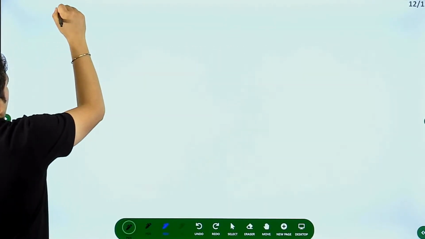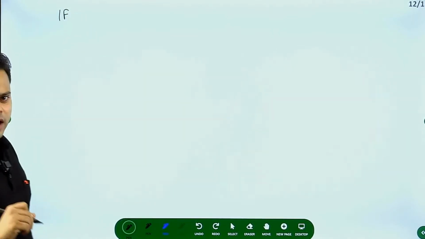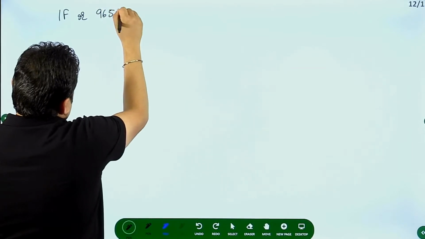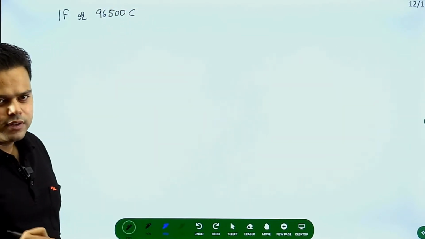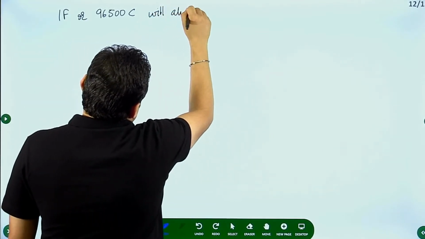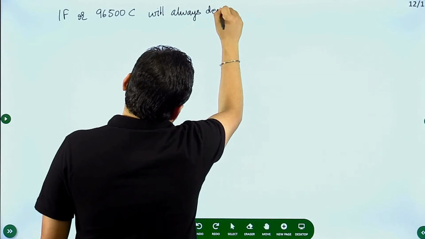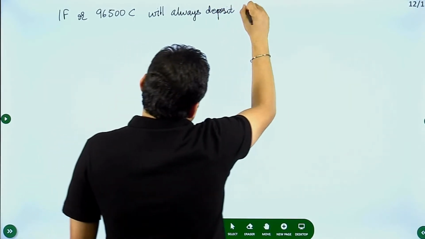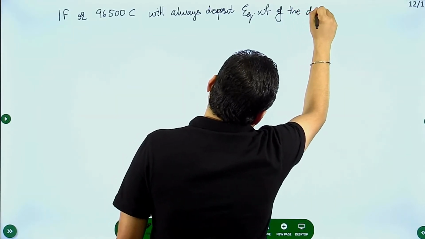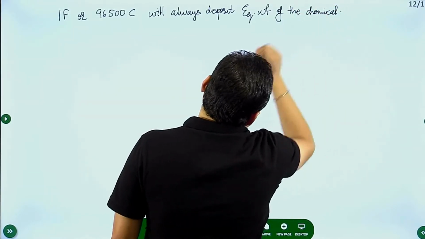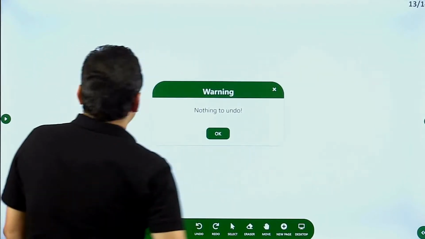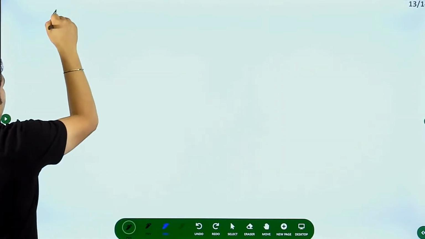Okay, like 1 Faraday of charge or 96,500 coulombs of charge will always deposit the equivalent weight of the chemical. It will always deposit the equivalent weight of the chemical.